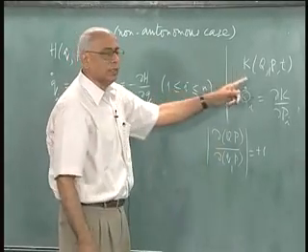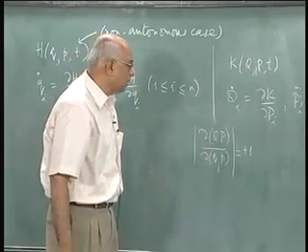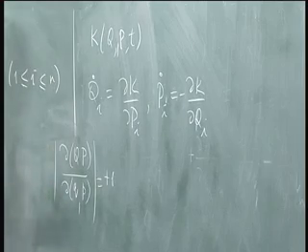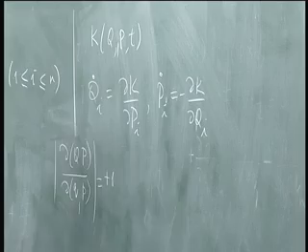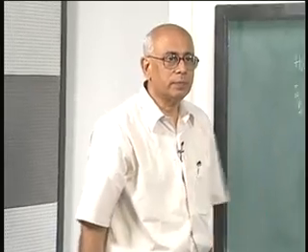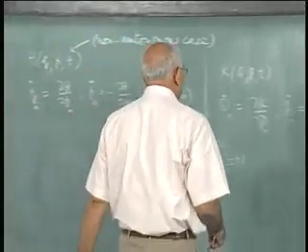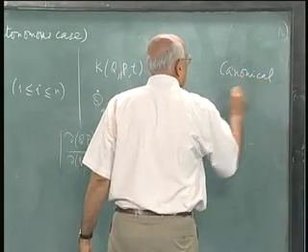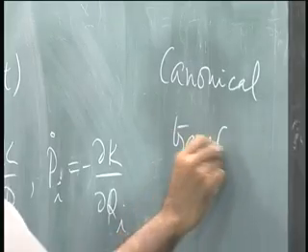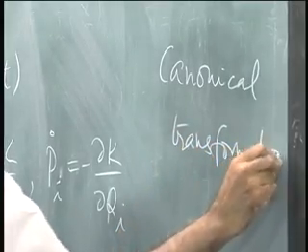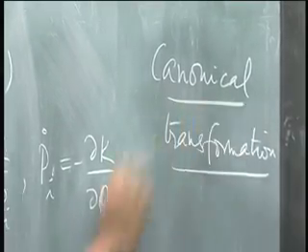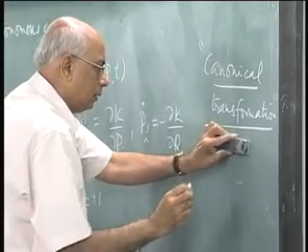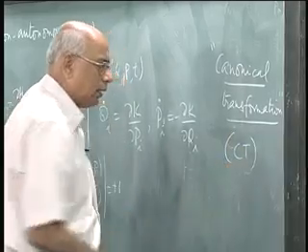Okay. There is some function K which can be found from capital H such that this set of equations is satisfied and this is true. A transformation which does this is called a canonical transformation, and I am going to abbreviate it by CT.